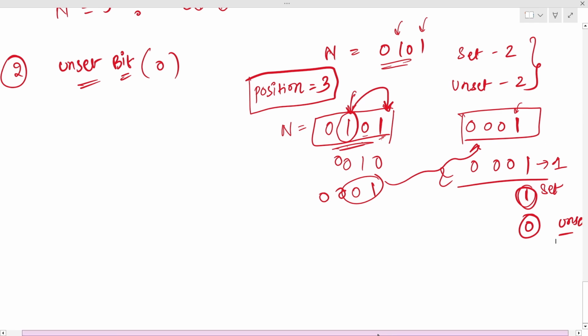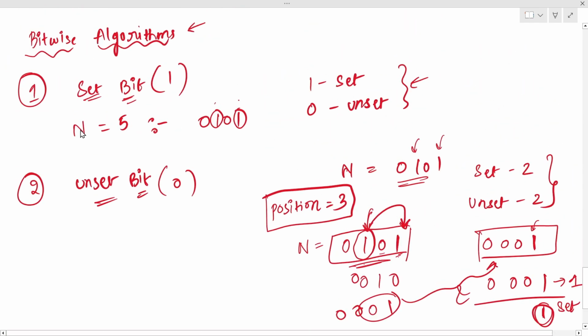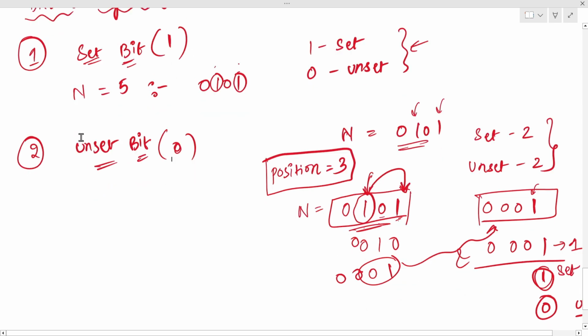We know these things, right? Of course, if you are facing any difficulties, we'll discuss some detailed examples as well. We'll review the previous video and we'll see. But as part of algorithms related to bitwise operators, remember that set bit is nothing but 1 and unset bit is nothing but 0.